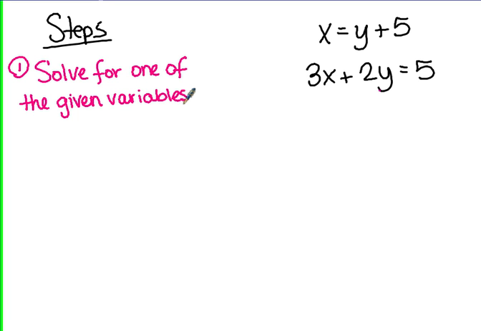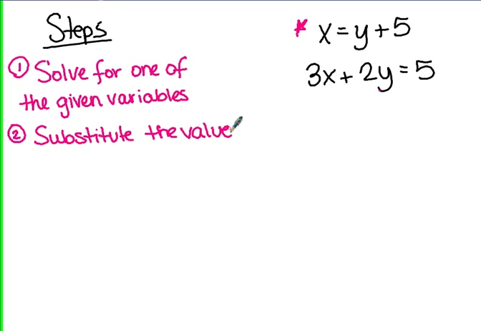In our equation, for example, the first one is already solved for. X is already by itself on one side of the equation, so that's done. We don't have to worry about it. Step 1 is already taken care of for us in this particular example. All right, so moving on to step 2. Once we've solved for one of the given variables, we want to substitute the value of that variable in for the variable in the second equation. All right, so we're going to substitute the value into the second equation.